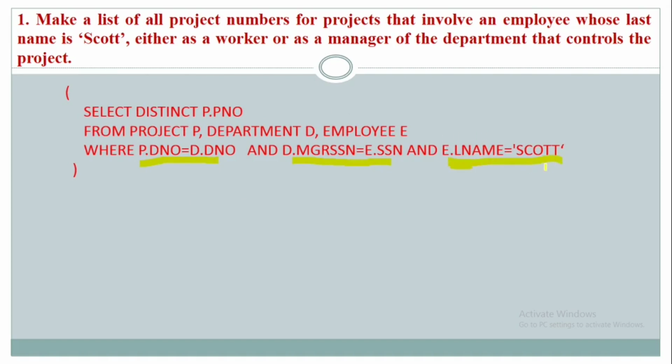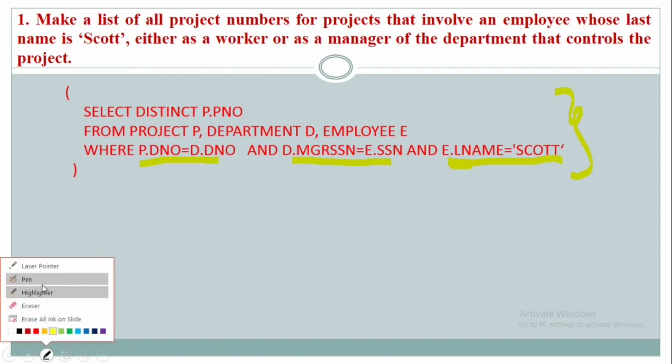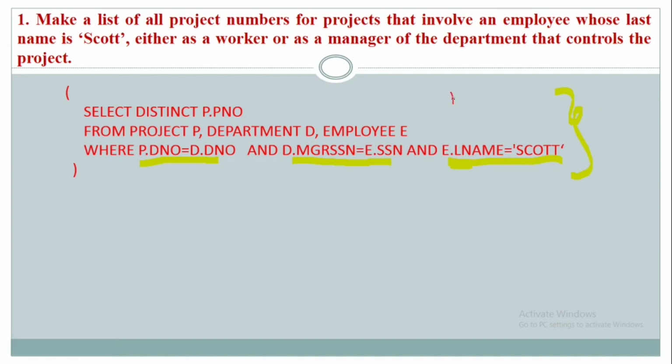And this is what has been asked in the question: the last name should be equal to Scott. So overall, this subquery retrieves the list of project numbers that involve an employee whose last name is Scott as a manager. So this is about the manager part.